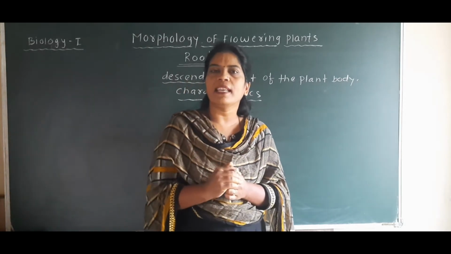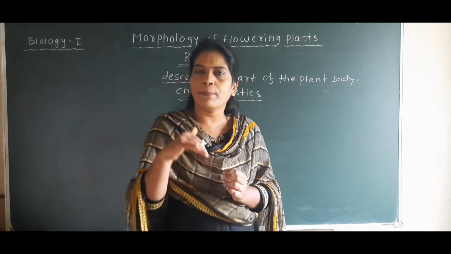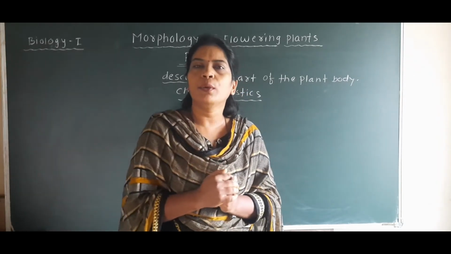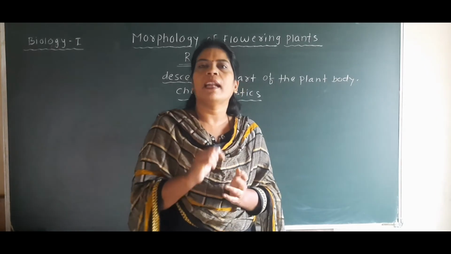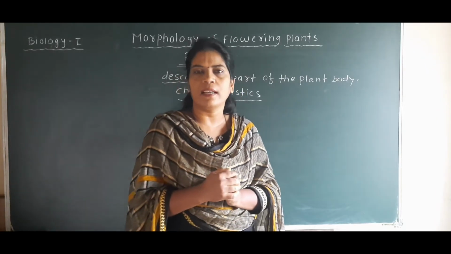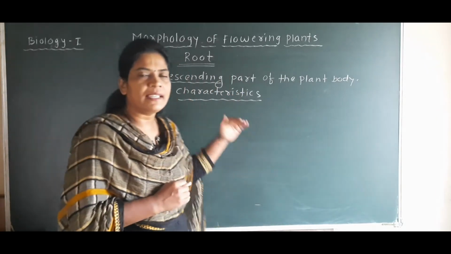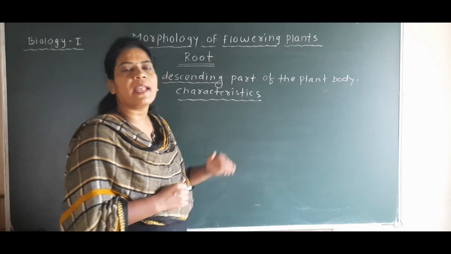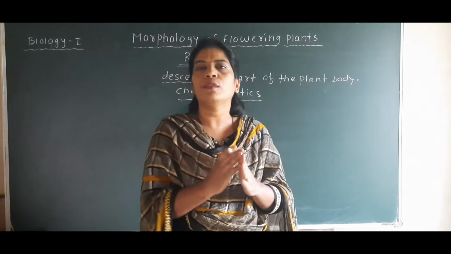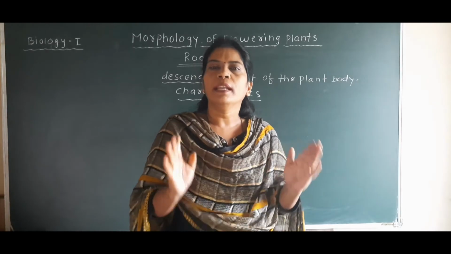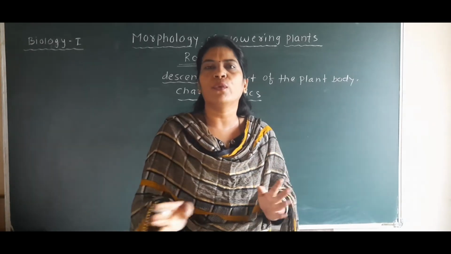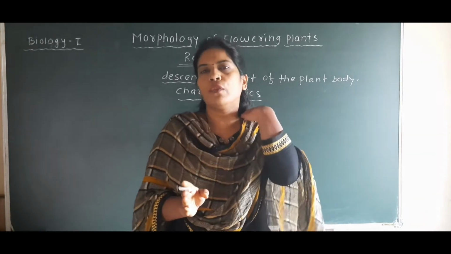They are not green like the stem because they are present inside the soil. They do not have any green pigment. That's why they are non-green in color. And we have seen in this diagram there are nodes and internodes, but on these roots there will be no node, internode, no flower, no fruit, or any leaves you will find.